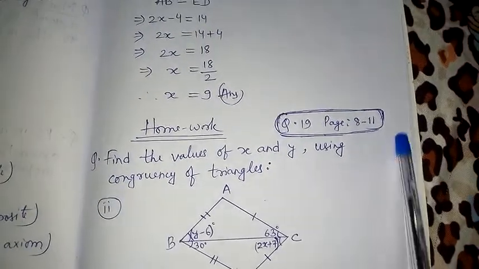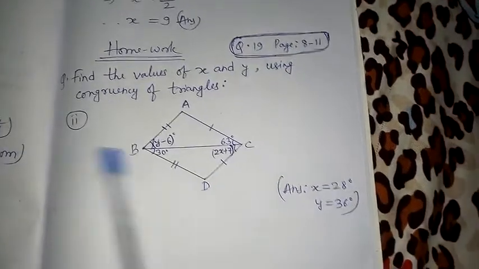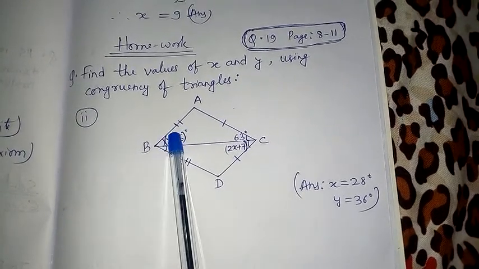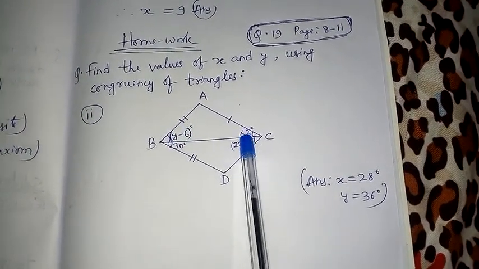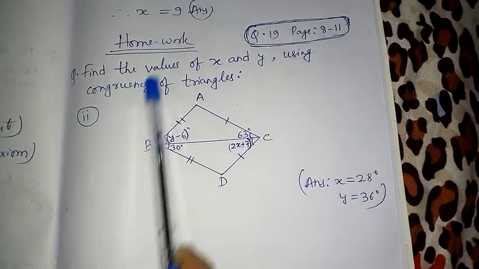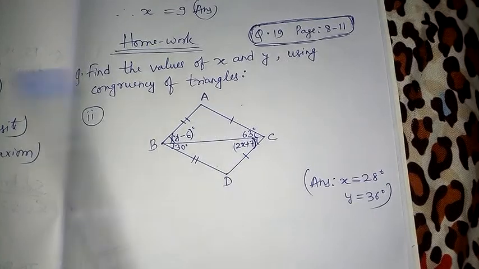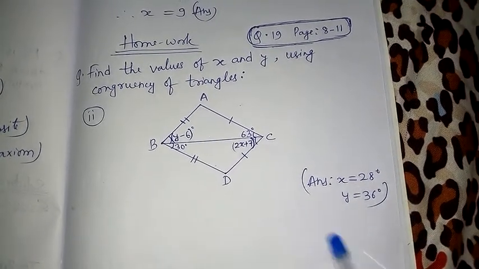So I have given you one homework here, children. Same thing, you have to find the value of y, which is 6y, and the value of x, here 2x plus 7, using congruency. First you have to prove these two triangles are congruent and then find the value of x and y.